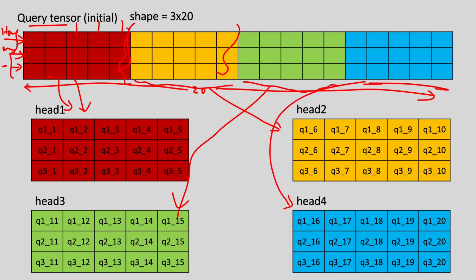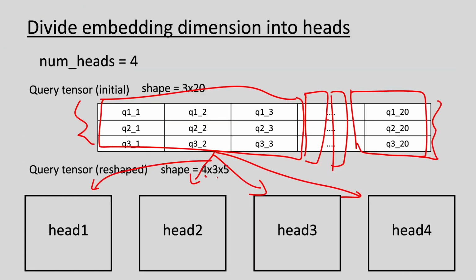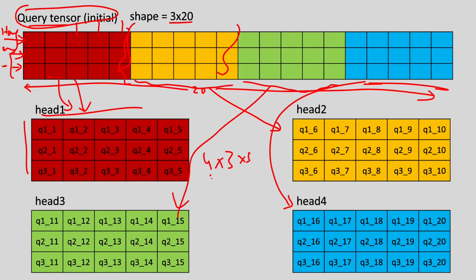Okay, so this is how we divided the query tensor. The shape initially was 3 cross 20. Now you will see the shape is 4 cross, so 4 heads, and every head is 3 cross 5, right? So 4 cross 3 cross 5. This is something that we had over here also, 4 cross 3 cross 5. Okay, this is how you understand.